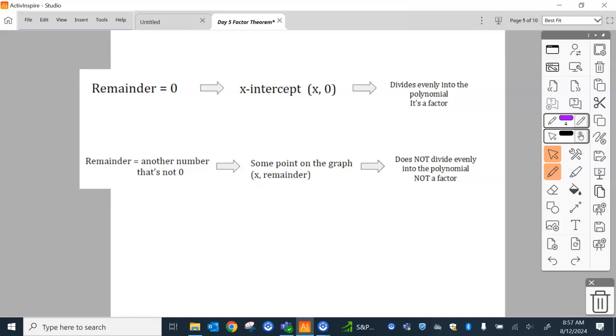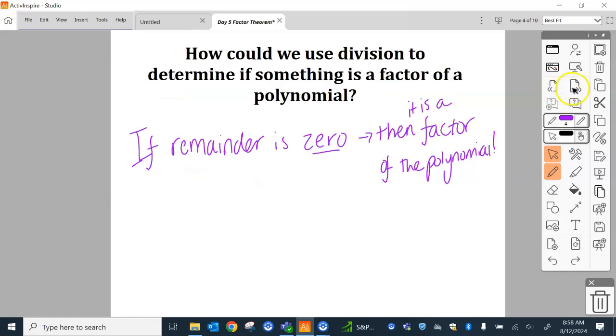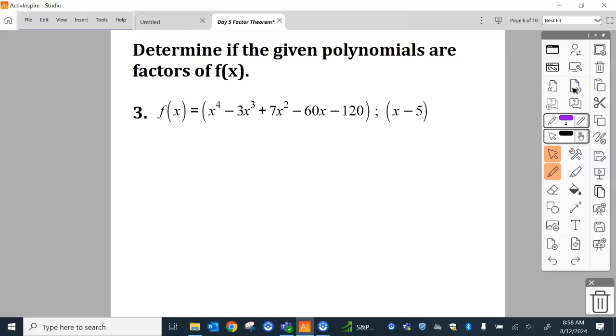And if you want to pause and put this in your spiral as well, because if the remainder is 0, that tells us that the y value is 0 and it divides evenly. It is a factor. So this is the reasoning why. Definitely want to make sure you've got this in your notebook, or as long as you've got this slide, you're good. All right. So it says determine if the given polynomials are a factor of f of x.